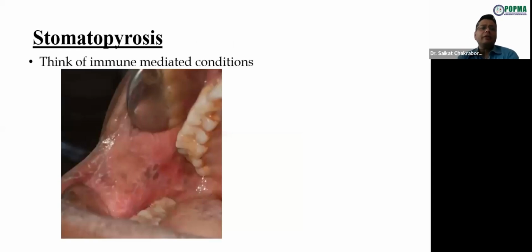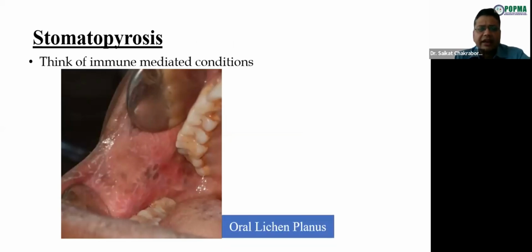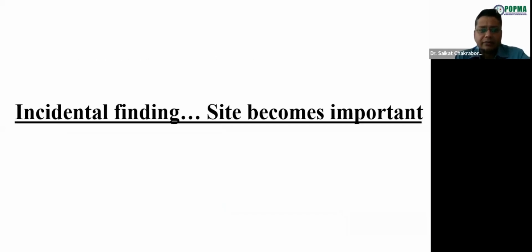When we think of stomatopyrosis, the patient will complain of a burning sensation while eating normal food which other family members are not complaining about. Think of immune-mediated conditions. These are the conditions on your screen, very characteristic of oral lichen planus. So if we keep following what the patient is saying, if we take a proper history, more often than not we'll be able to diagnose that particular white or red patch in the mouth, and then think of the management.